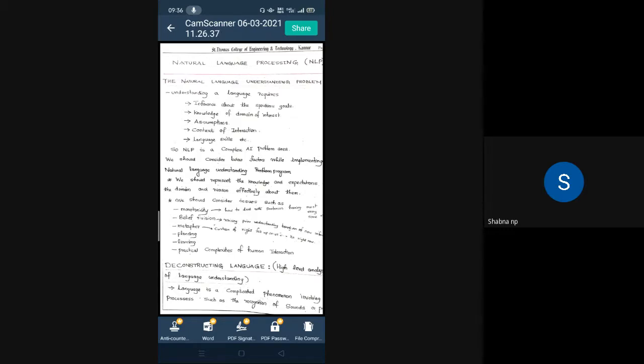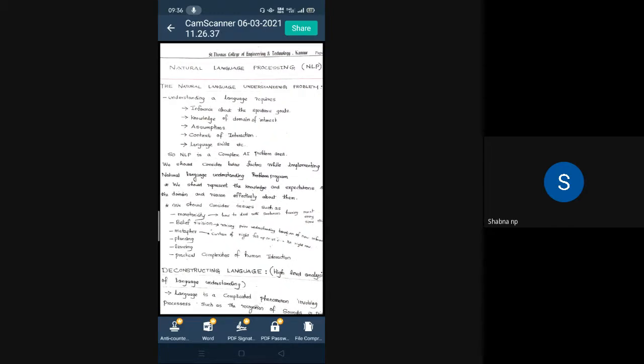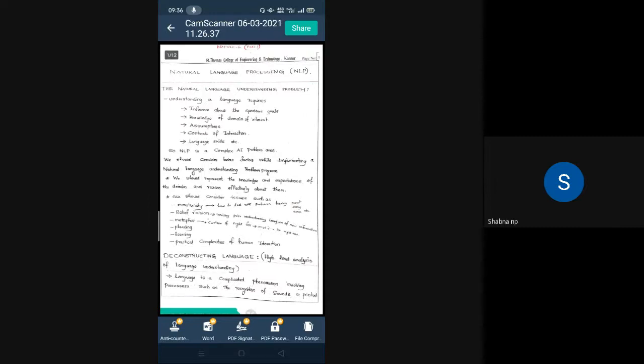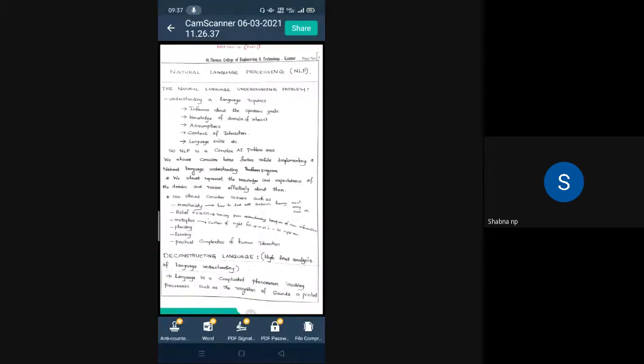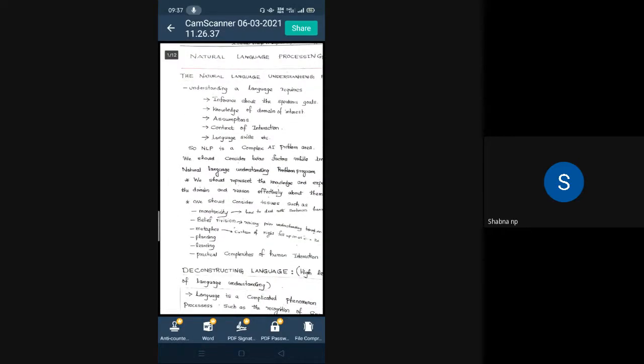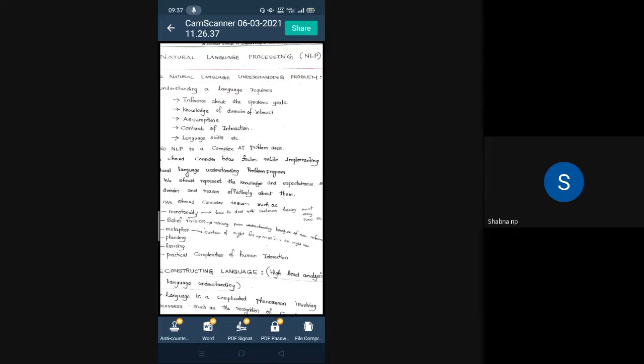So we should represent the knowledge and expectation of the domain and reason effectively about them. We can use conceptual dependency for the knowledge representation. In the third module we studied about the conceptual dependency. We can use conceptual dependency as a knowledge representation scheme. But in addition we should consider these issues, that is monotonicity. What does monotonicity mean? How to deal with sentences having most, every, some, etc. That's about the monotonicity.